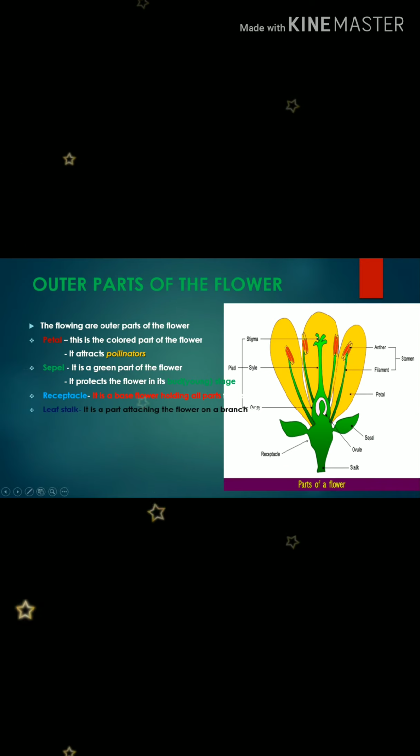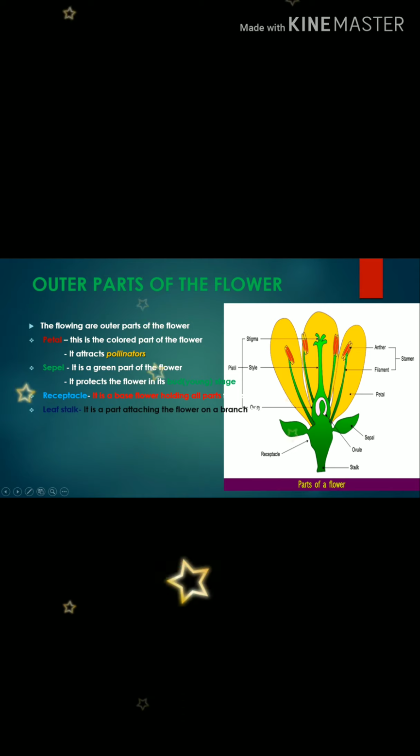Outer parts, number one is petal. This is the colorful part of the flower. Let us go to our diagram and see where the petal is. This is our petal. As you can see, it's the colorful, very attractive part of the flower. It attracts pollinators. We are going to learn more about pollinators, but I can mention some examples of pollinators such as birds and insects.